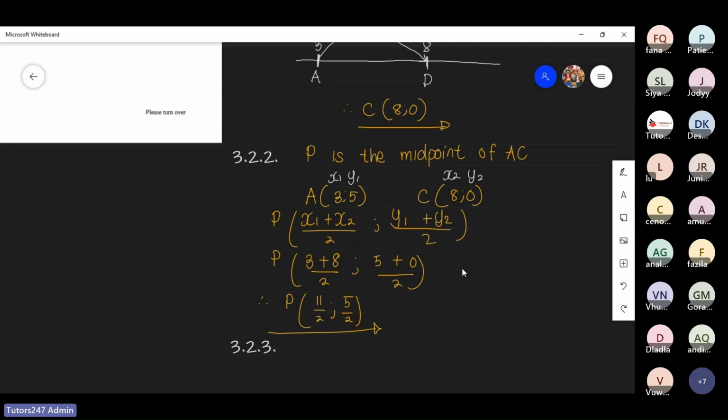If you want to write it as a decimal, you are welcome to do so. So if you wanted to write it as a decimal, your coordinates would be P, open a bracket, 5,5, semicolon, 2,5. Okay, so let us try to read question 3.2.3.